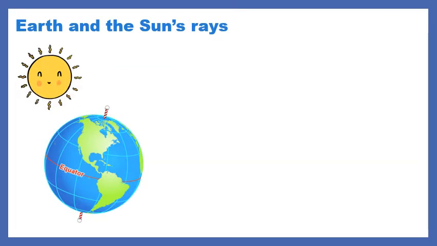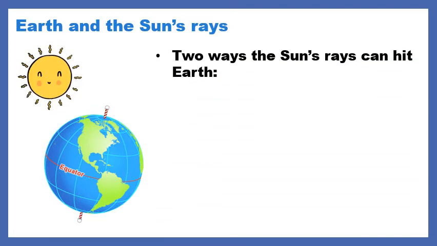All right, now let's talk about the Earth and the sun's rays. So I've got Mr. Sun up there. And Mr. Sun, his rays are going to hit the Earth two ways. So it's either going to be direct, which I think of as spot on. So that means that the rays are going to hit Earth spot on.